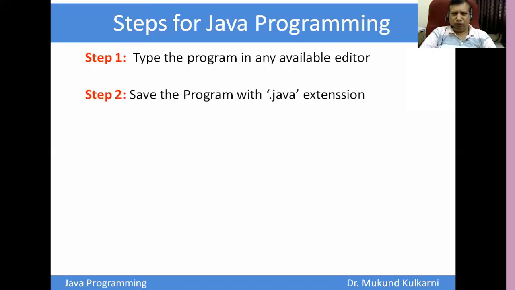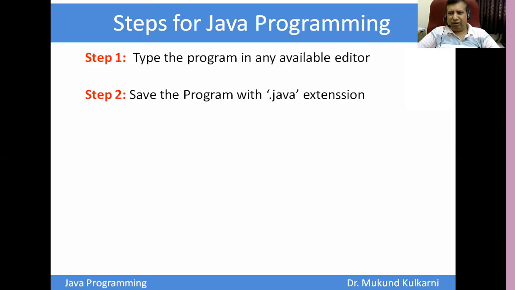Now step number 2 is very important. After typing the program, you have to save the program with .java extension. Now, we have to follow all the rules of Java while typing the program. These rules we will discuss in a separate lecture. Rules for Java programming, like it is case-sensitive, it is pure object-oriented, the class name and file name must be the same. These are the rules that we will discuss separately.